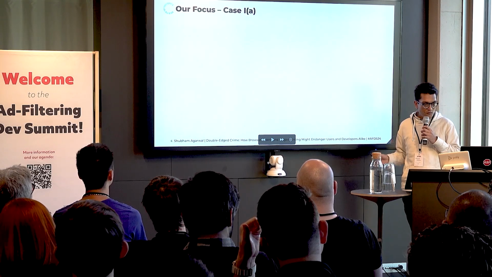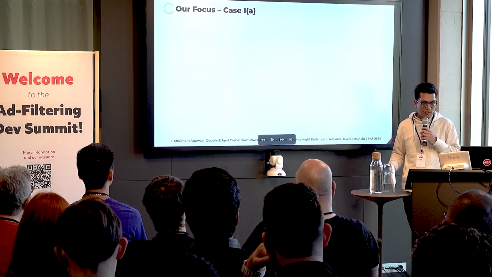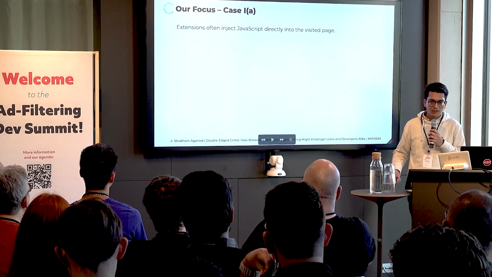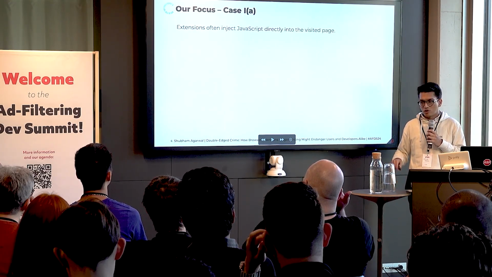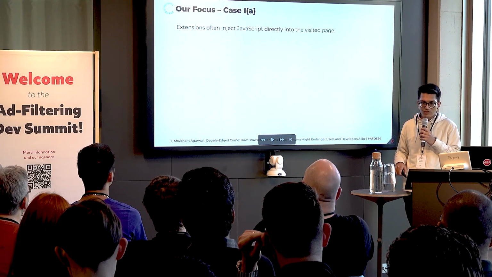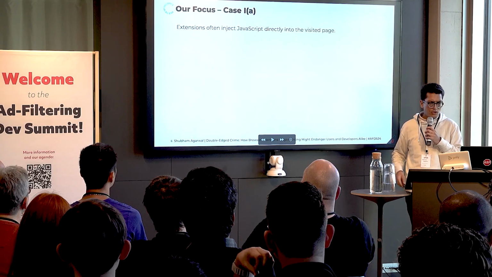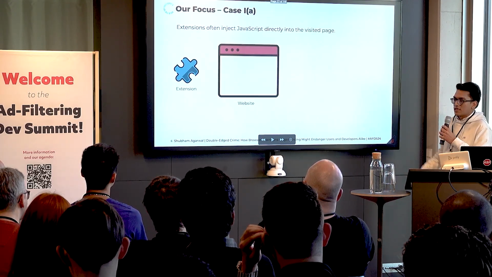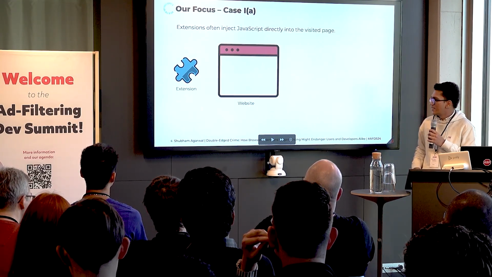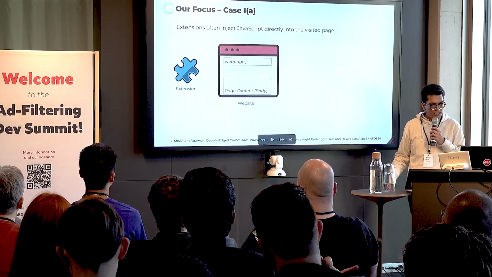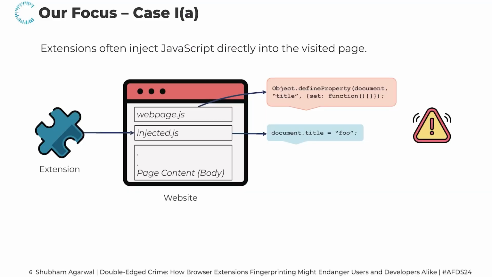There's been plenty of work done on how you could fingerprint extensions. But what we focused on is the fact that extensions often inject JavaScript into the web page. I'm not talking about the content script here, but the kind of script that you inject. We saw this before in Simeon's slide where you use document.append element and so on. Yeah, thanks for that. I'm going to use many more examples from your slides. So we have an extension and we have a website. The website has its own web page JavaScript and content. And then there comes an extension which tries to inject something into the web page.